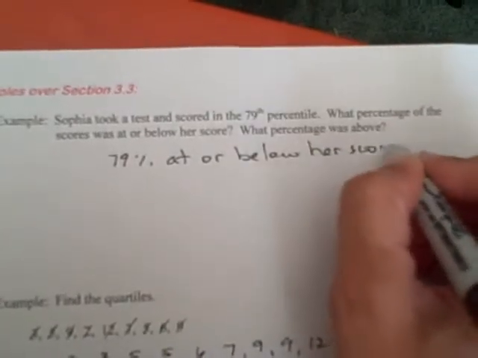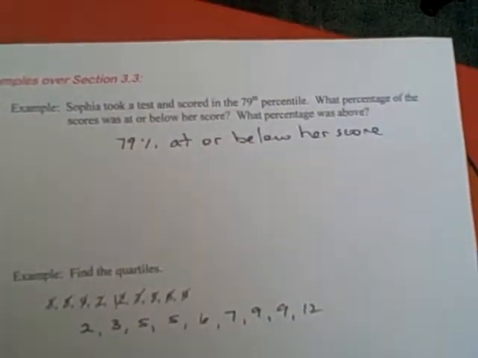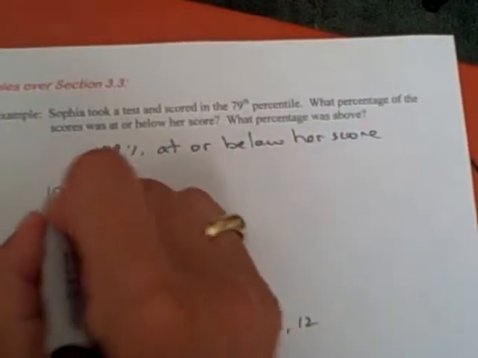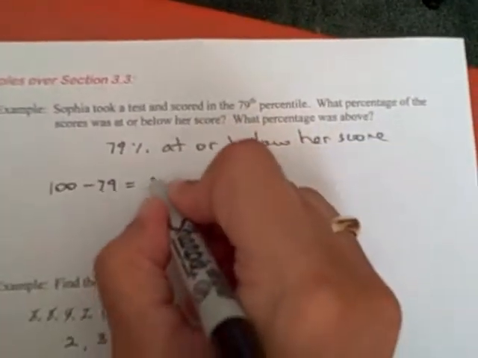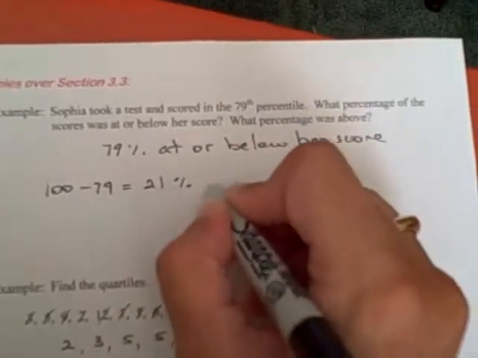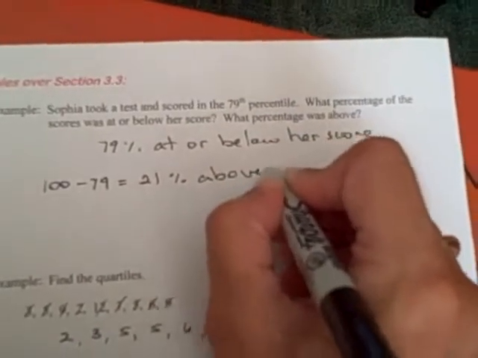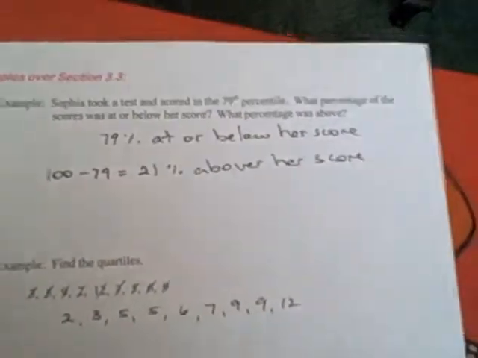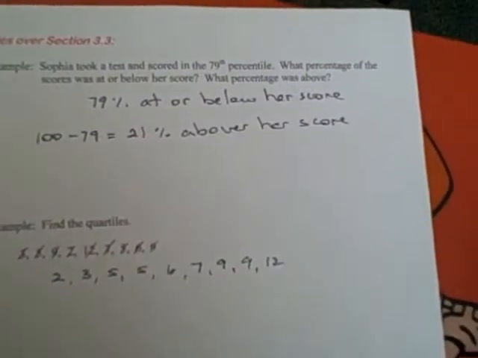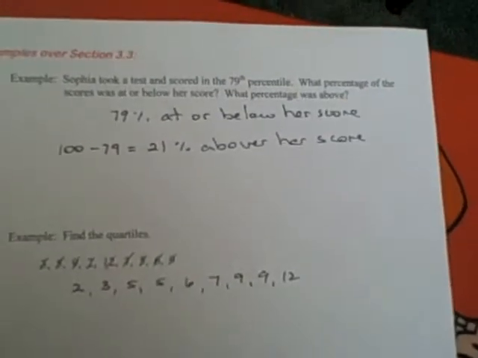Okay. So what does that leave to be above? Well, if you do 100% minus 79%, you're left with 21% above her score. Good. All right. Now, quartiles are very specific percentiles.